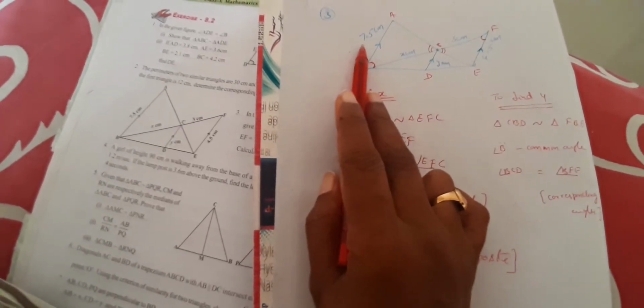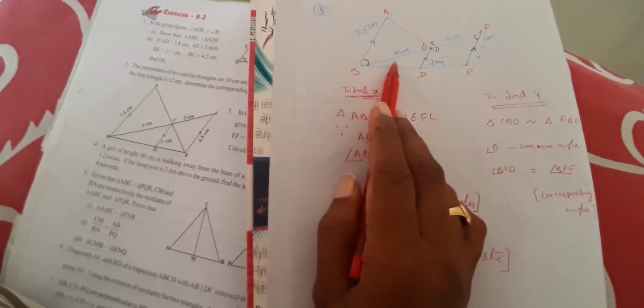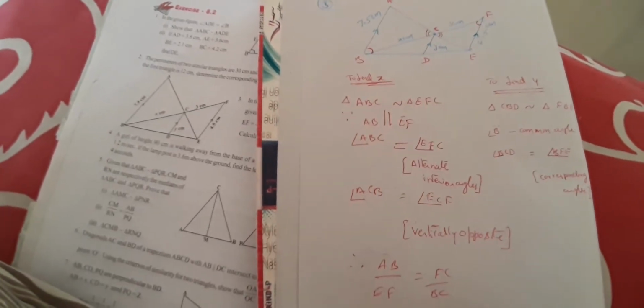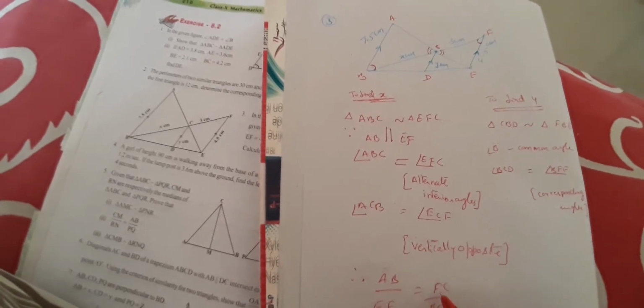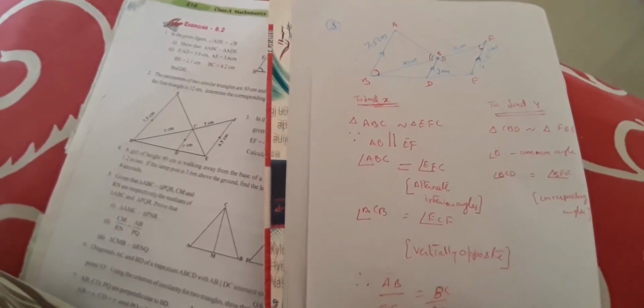So 4.5, 15 3s are, 15 5s are. So did I take the corresponding things? I took 7.5 first in the numerator. So I think this one I have to take in the numerator. So therefore that is BC by FC. BC by FC. That is X by 3. Now 15 3s are, 15 5s are, 3 will get cancelled. Therefore, you will get X is equal to 5 centimeters.